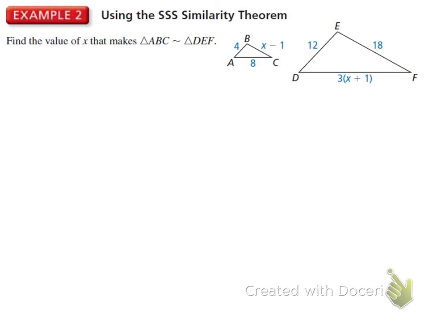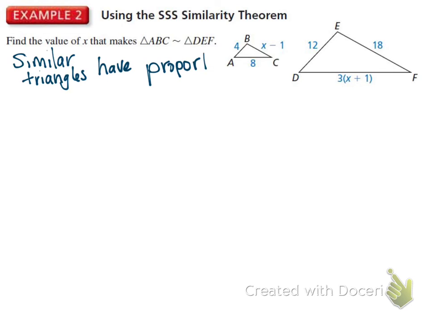All right. Find the value of x that makes this true. What does this statement say? They're similar, right? So what do we know? X is a side. What do we know about sides in similar shapes? They're proportional. So similar triangles have proportional sides. Proportional sides. Why does this matter so much?